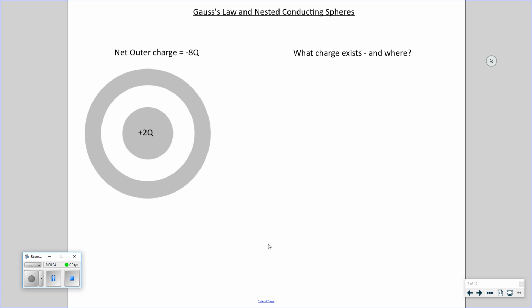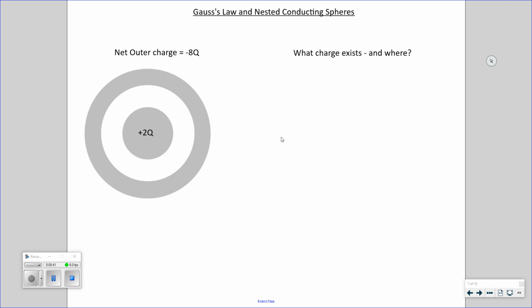Physics students of electricity, of static electricity, let's talk about Gauss's law as a way to investigate a couple of nested conducting spheres. This is a solid conducting sphere with a net charge of positive 2q, and this is a thick conducting metal shell that surrounds it. All right, so we have a cross-sectional look here, and the shell and the inner sphere are concentric.